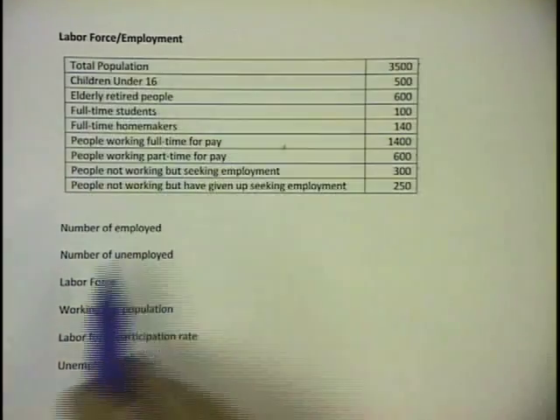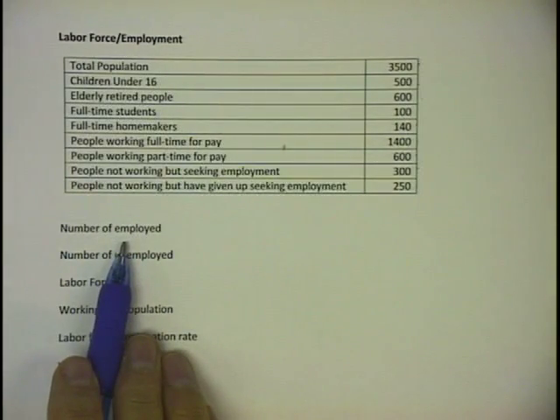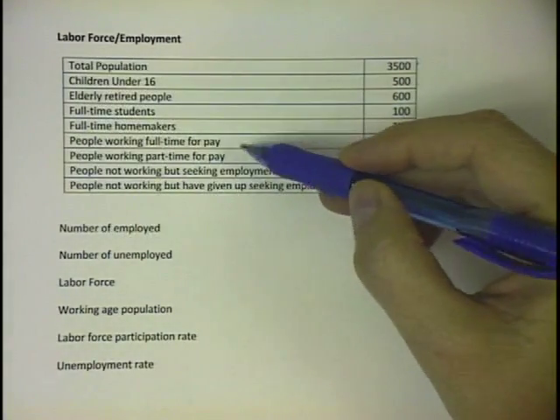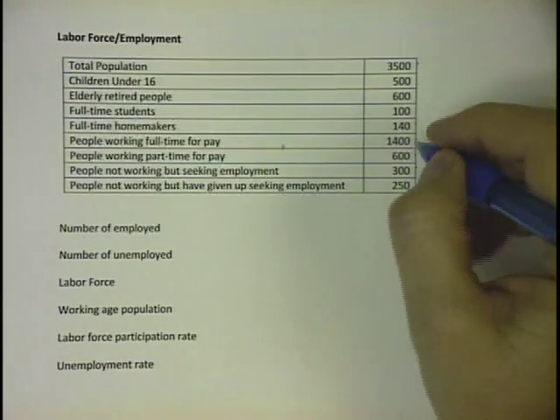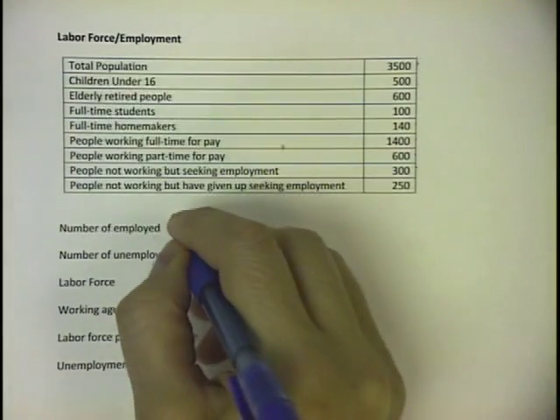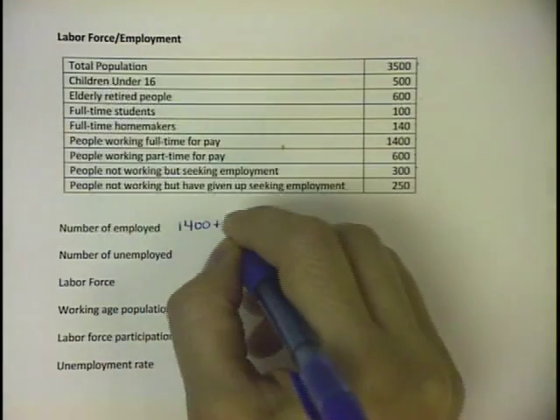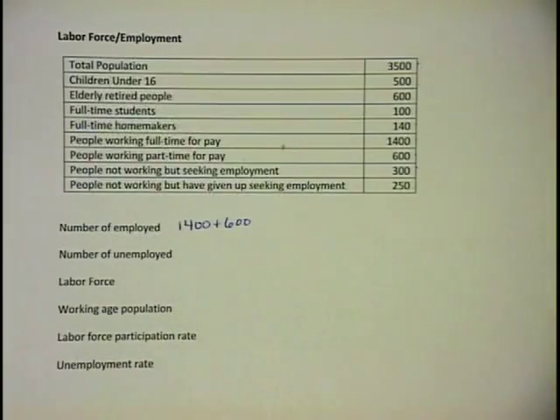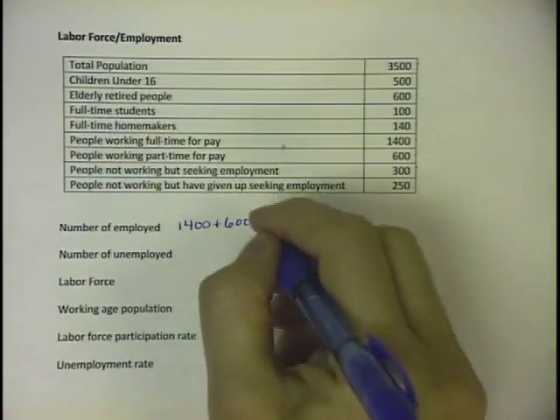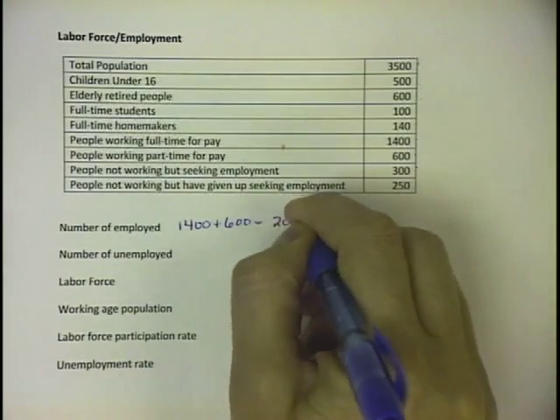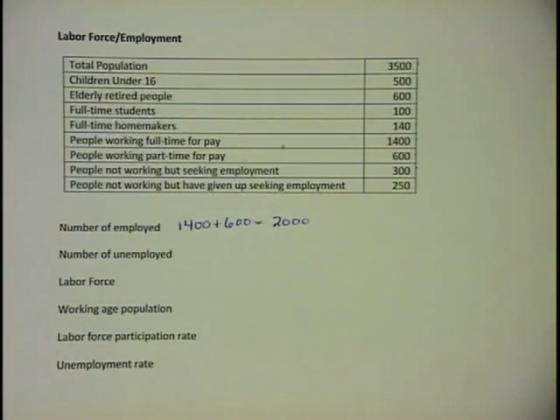Okay, so to be considered employed, you have to have a job. So the people working full-time and the people working part-time for pay are the two that we're going to include here. So we have 1,400 plus these part-time people are 600. All you have to be working is 1 hour for pay a week and you are considered employed. Okay, so we have 2,000 people that are employed. So that's the number of people employed is the full-time workers and the part-time workers.